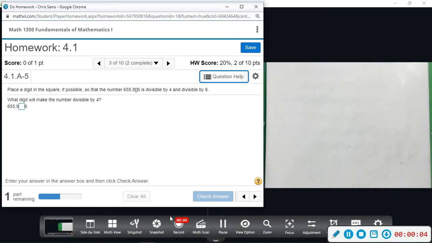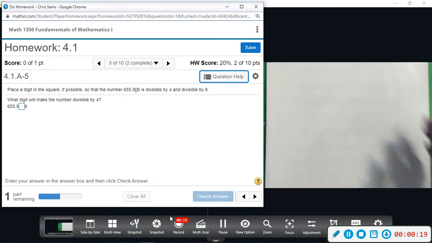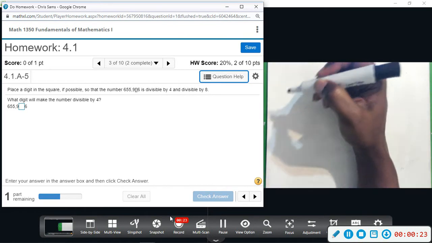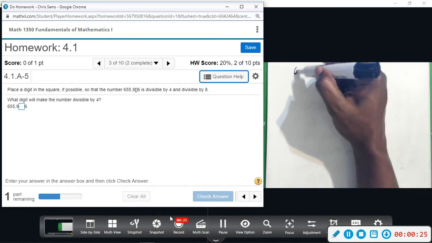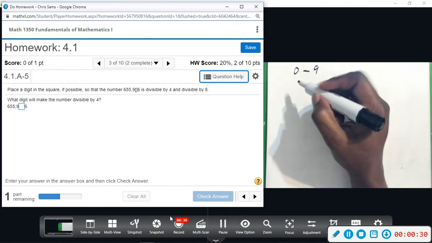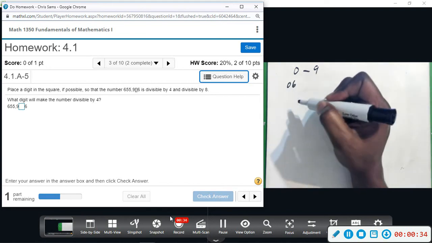Alright, number 3, we want to place digits in a square so that we can make this number divisible by 4 and 8. Okay, so a number is divisible by 4 if the last 2 digits... So we're just going to pick and choose and play with some numbers. We're going to be making a single digit, something between 0 and 9. If I were to plug a 0 in there, I would have 6. 6 is not divisible by 4.